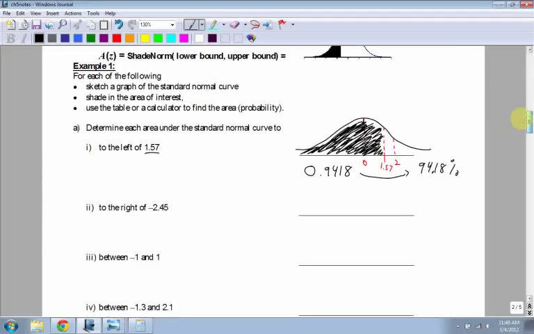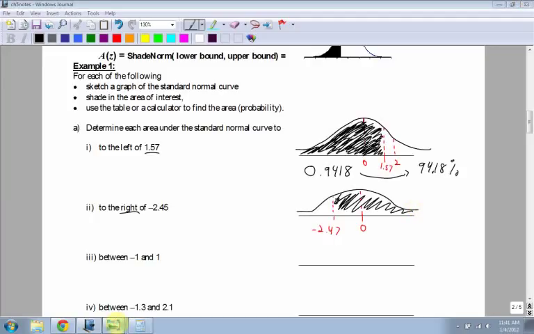All right, the next one. To the right of negative 2.47. So again, I have my curve. Let's draw that a bit better. My curve here. Oh well. And here is my 0. Negative 2.47 is going to be over here somewhere. And we want the area to the right this time. So we're going to have to do something a little bit different.